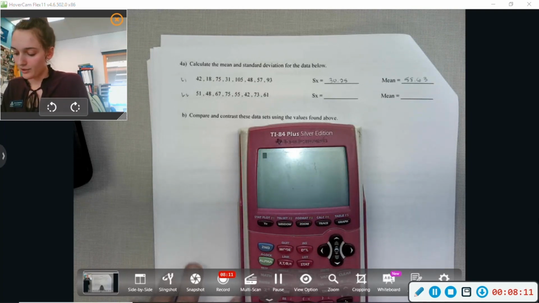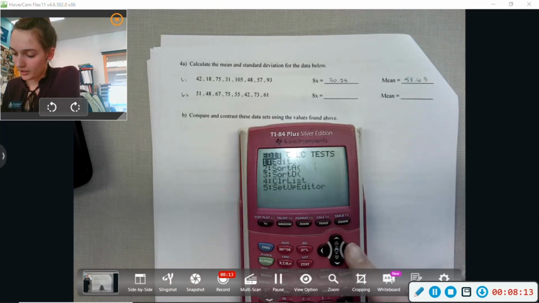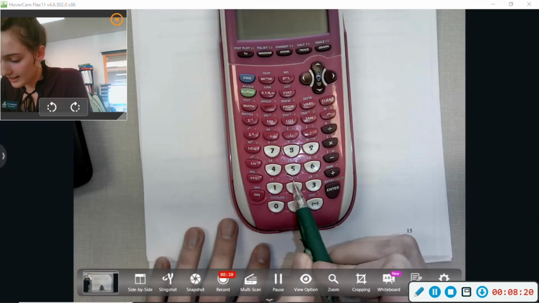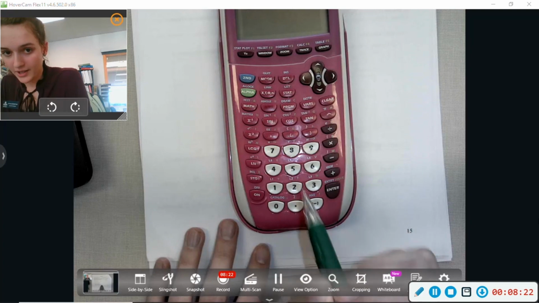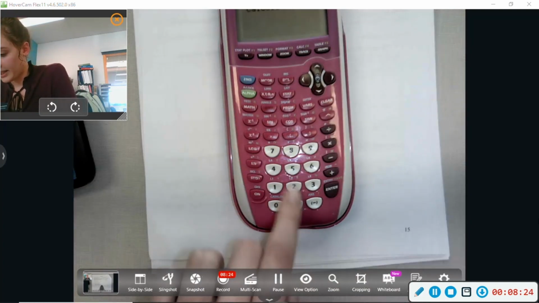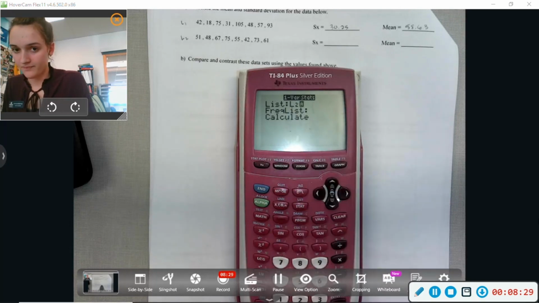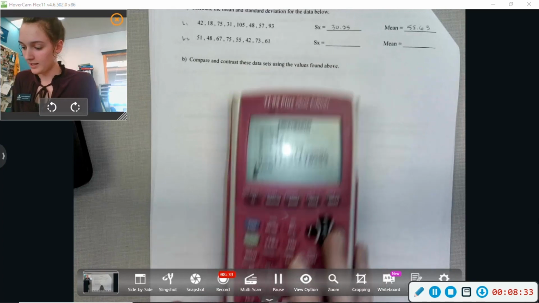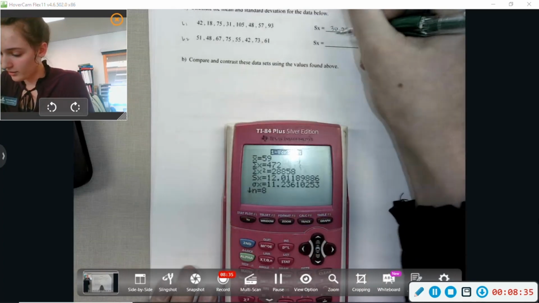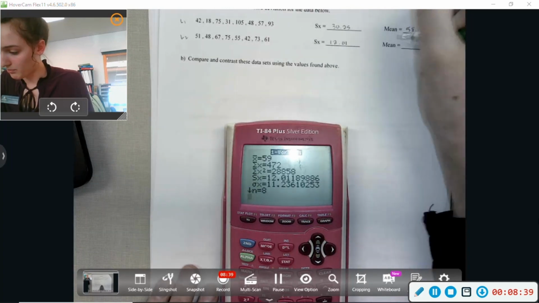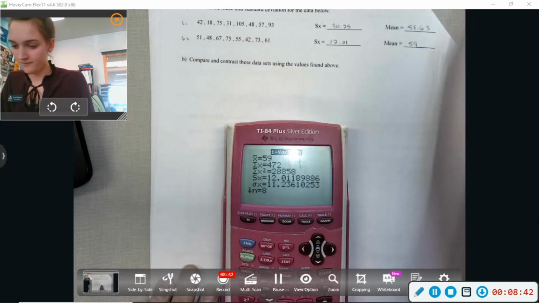Okay, so now I'm going to go to stat, calc again, but instead of list 1 I want list 2. So I'm going to look here and I see L2 is written right there in blue, right? So I'm going to hit second and then 2, and now it says L2. That's going to do my second one. Then I'm going to hit calculate. Okay, so I can see my standard deviation is 12.01 and my mean is 59.